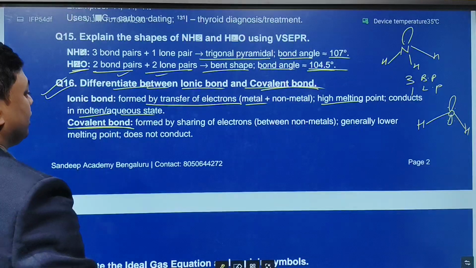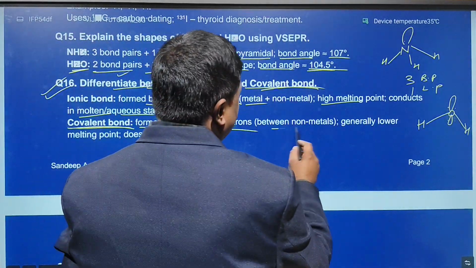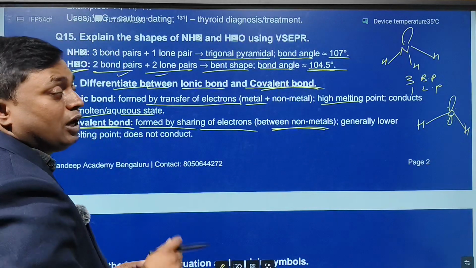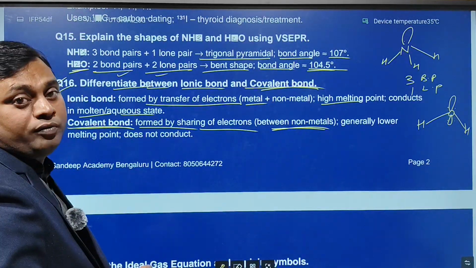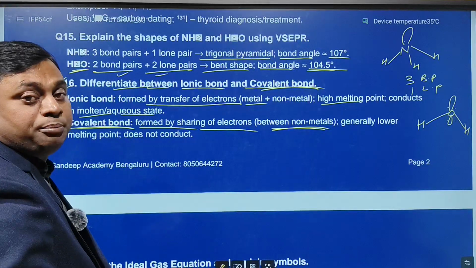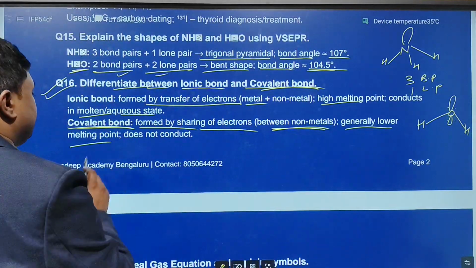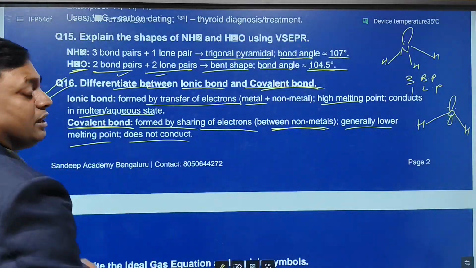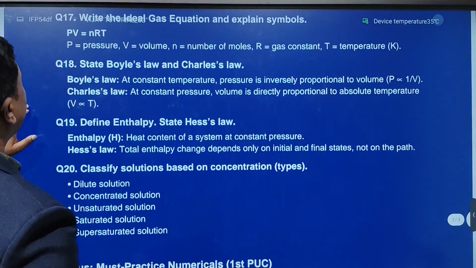Whereas a covalent bond is formed by the mutual sharing of electrons. It generally takes place between 2 non-metals. Covalent compounds are generally insoluble in water but soluble in organic solvents like petrol, kerosene, benzene. Generally they have lower melting points and boiling points, and do not conduct electricity. Next question.